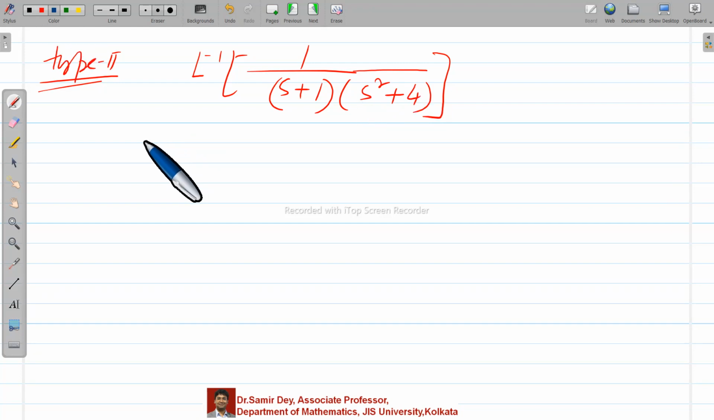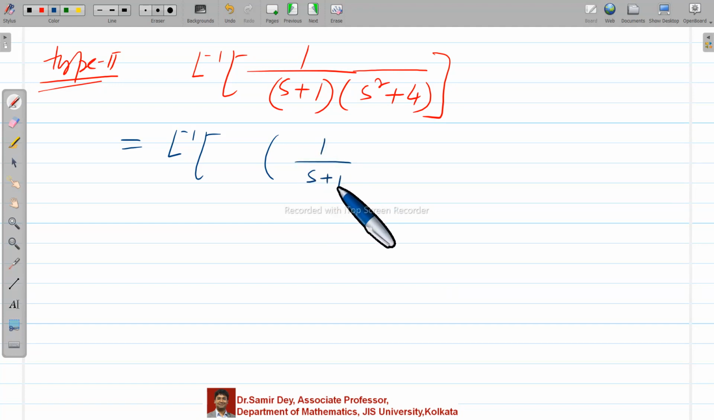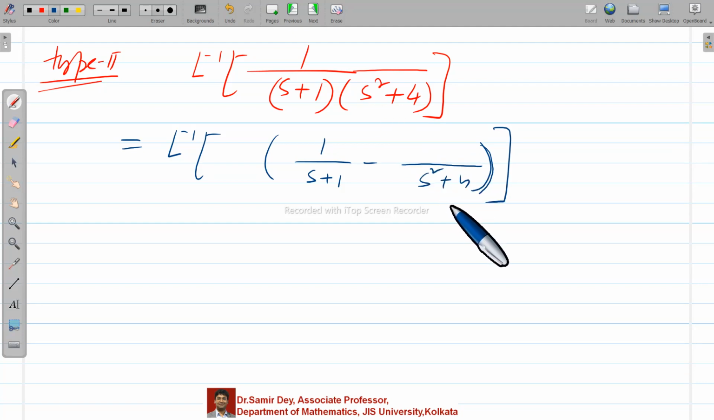It's very easy. Now L inverse of, just try to understand, 1 by s plus 1, minus, s square plus 4 you write. Is it clear? There are two factors. First you write down 1 by the linear factor, and then fill the blank with the quadratic expression. Please write the quadratic expression.